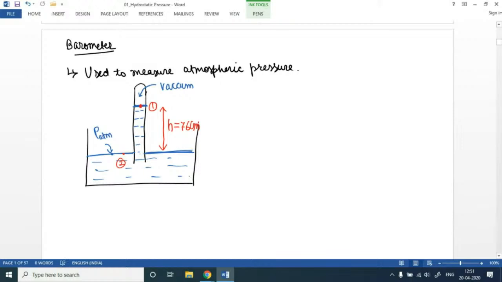So according to our relationship which we have just derived, the vertical pressure variation, that is P2 minus P1, is going to be equal to rho G H. Now P2, I have already discussed, is going to be PATM. Any point which is exposed to atmosphere will have atmospheric pressure, and P1 I just told you is going to be 0. So simply, PATM is equal to rho GH.